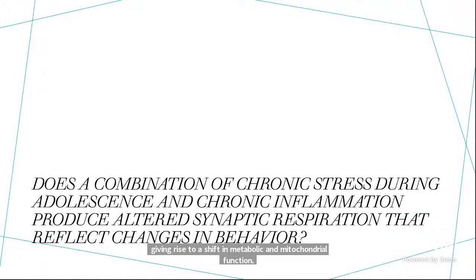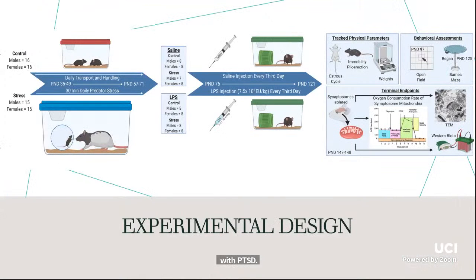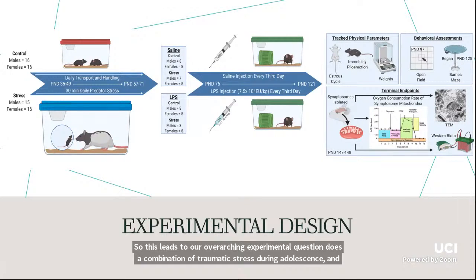So this leads to our overarching experimental question. Does a combination of traumatic stress during adolescence and chronic inflammation in adulthood induce altered synaptic respiration reflective of these behavioral changes? Shown here is the experimental design, and for the sake of time, I'm not going to go over this, but just know that the terminal endpoints were taken 10 weeks after the last exposure to the stressor and 4 weeks after the final treatment injection. And these animals were given chronic LPS injections for a total of 8 consecutive weeks.